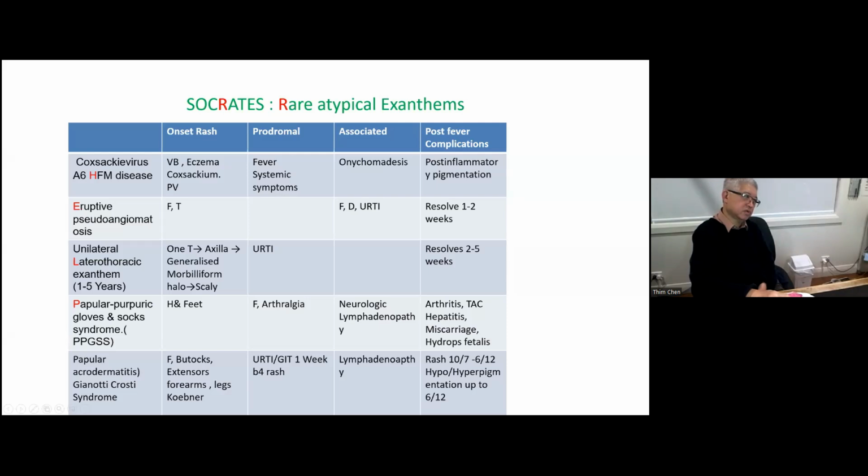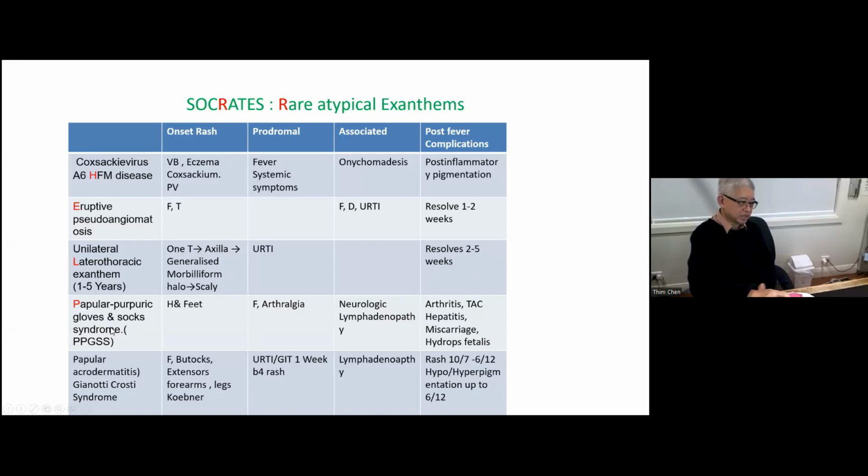So we'll go through Coxsackie virus, usually caused by A16, but in this case, A6 has predominantly skin involvement. They involve the skin and cause separation of the nail plate from the nail matrix, so they call it onychomadesis. Eruptive pseudoangiomatosis is just an eruption of papules on the face and the trunk, and it resolves in 1 to 2 weeks. Unilateral thoracic exanthem starts in one area and then goes to the axilla, can be generalized as well, and the rashes last a bit longer, 2 to 5 weeks.